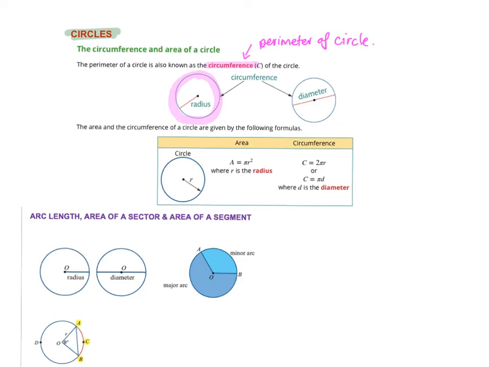Now remember, the radius is from the center to the edge, and be careful, the diameter is from one side to the other. So you might want to write a note that the diameter is equal to 2 times the radius, isn't it? Okay, so just remember that.